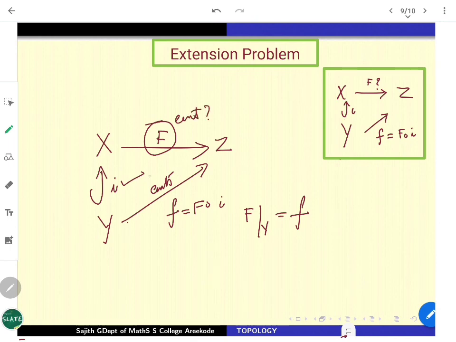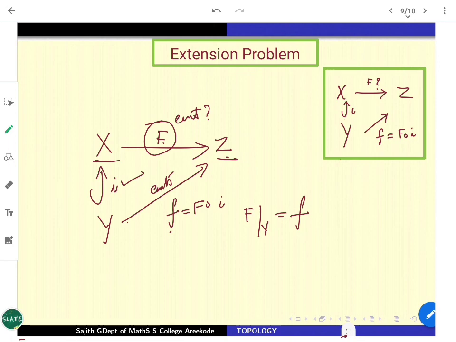That is what is important. Can you find an F from the parent space X, the larger space, to Z, so that F dot I is giving f, which means can you extend continuously to X? That is more important. That is why extension problems come. It's a very important problem you might have already seen in analysis.